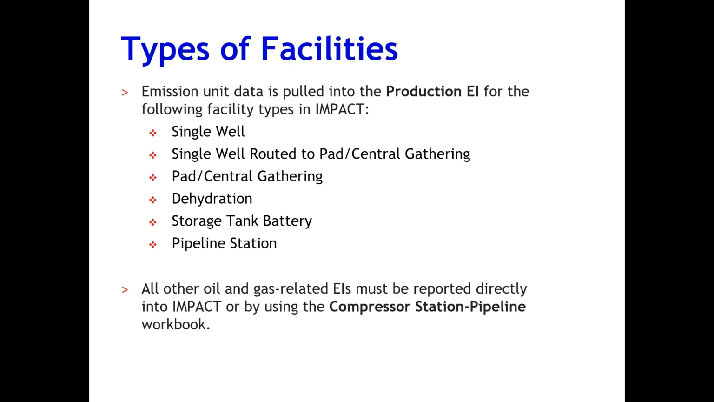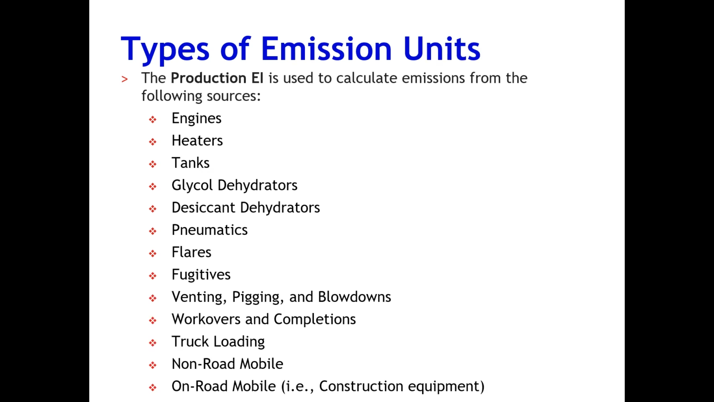So the types of facilities we have. Emission unit data is pulled into the production EI for the following facility types in impact. We have single well routed to pad/central gathering, pad/central gathering, dehydration, storage tank battery, and pipeline station. All other oil and gas related EIs must be reported directly in impact or by using the compressor station pipeline workbook. And if you need help finding that workbook, it's on our website, or Ryan and I can send that to you as well.